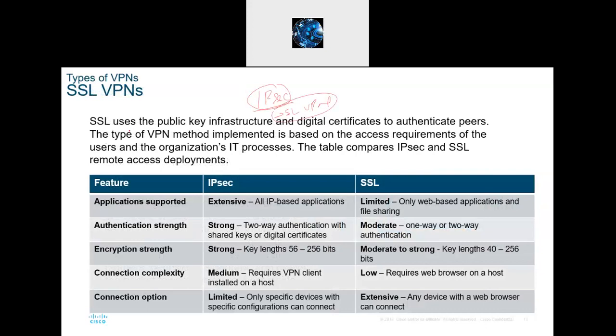So let's talk about SSL briefly. SSL uses the public key infrastructure and digital certificate to authenticate peers. This is another word of its own. Digital certificate is a word of its own in cyber security or in CCNA security. Public key infrastructure is a word. We need to talk on those ones in detail if we are doing security. But this one we'll just mention them in passing. The type of VPN method implemented is based on the access requirement of the users and the organization's IT processes.